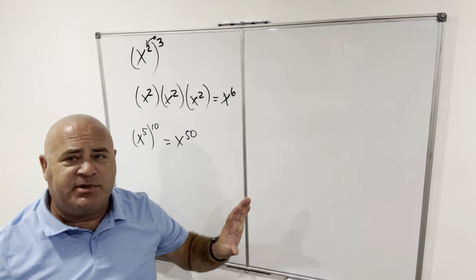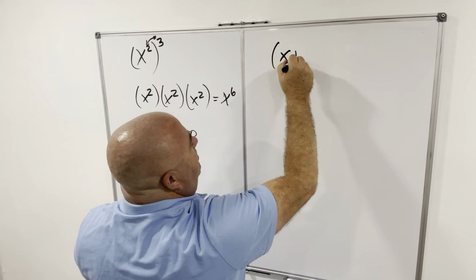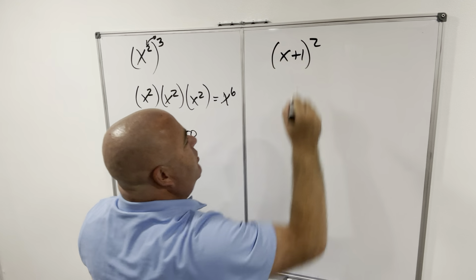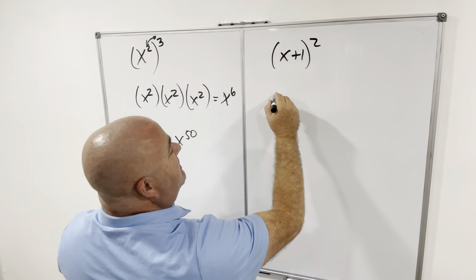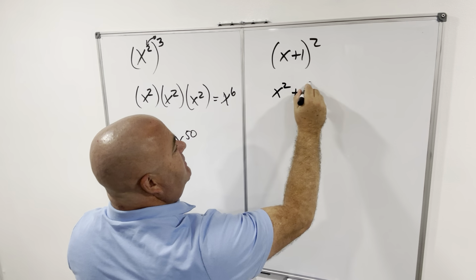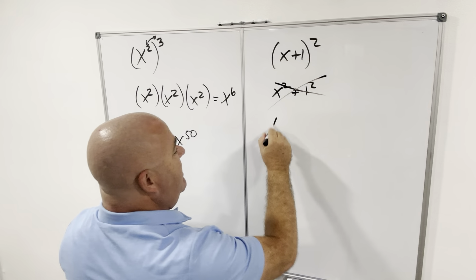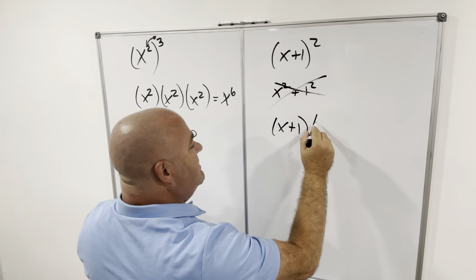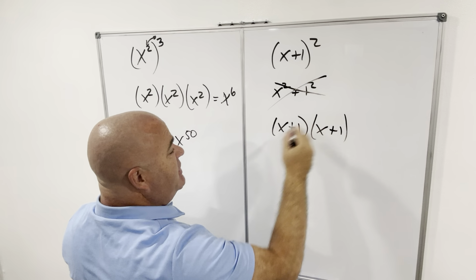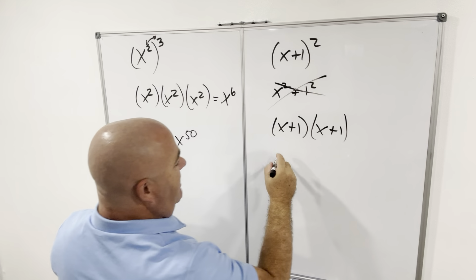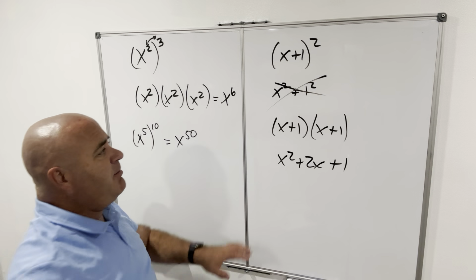Now, where this becomes a danger is if you have, for example, x plus 1 squared. You're going to be tempted to rewrite this as x squared plus 1 squared, and that's wrong. You don't want to do this because what this is saying is x plus 1 times x plus 1, and if we're going to figure out what that is, we then need to FOIL this out, which in this case becomes x squared plus 2x plus 1.